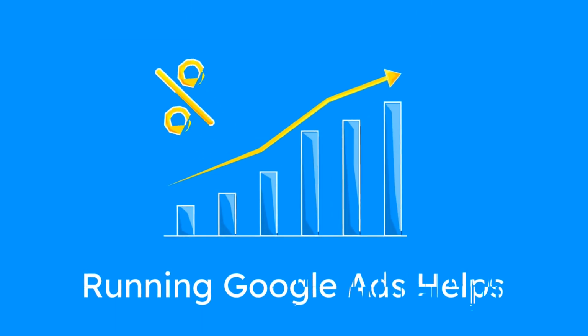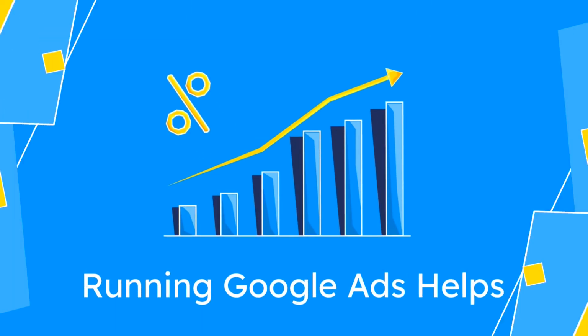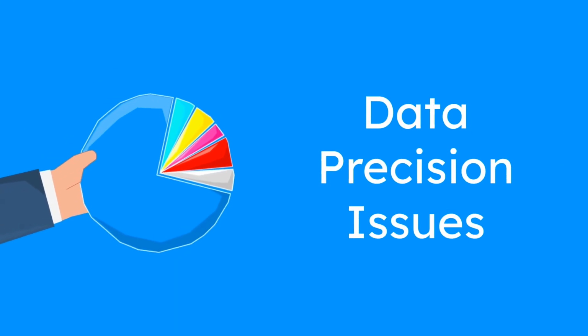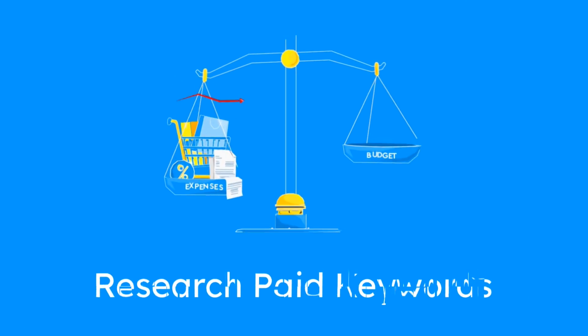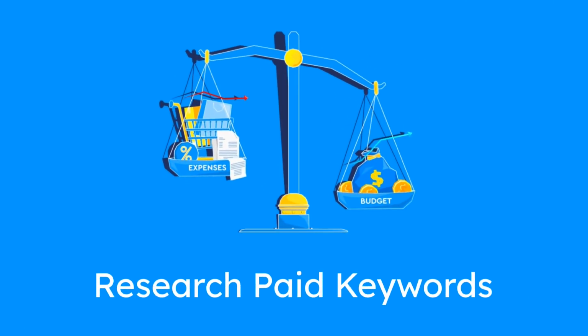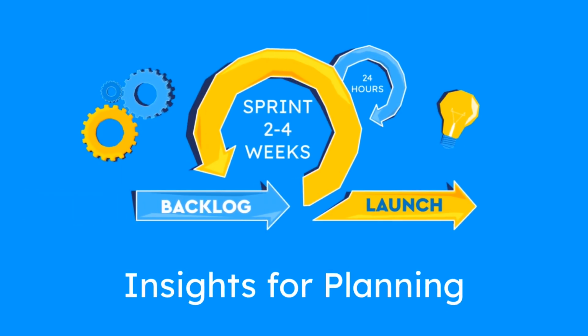Now, the caveat here is that it becomes significantly more beneficial if you're running Google Ads. Without an active campaign, the data you get can be a bit less precise. But even with that limitation, Google Keyword Planner is fantastic for researching paid keywords. It gives you insights into forecasting and budget planning, which can be incredibly useful for understanding the overall landscape.